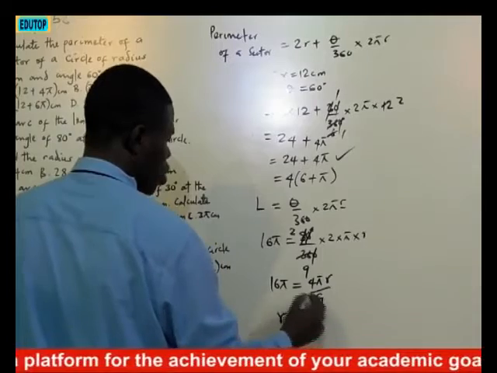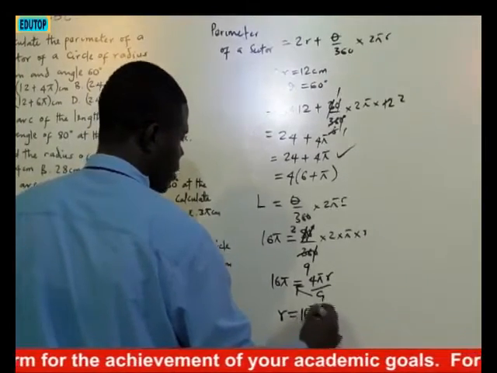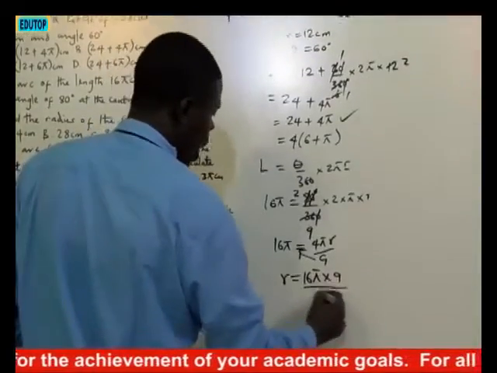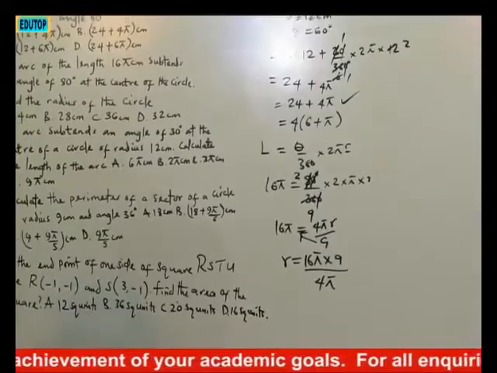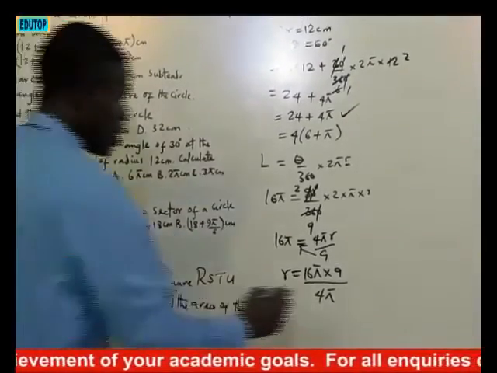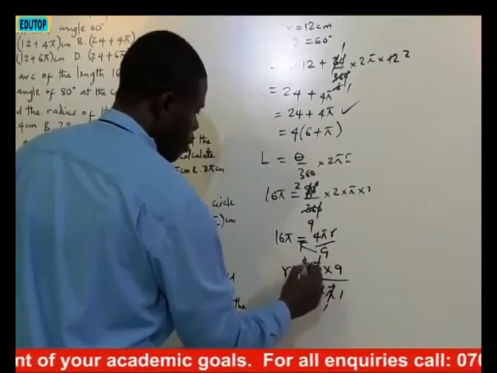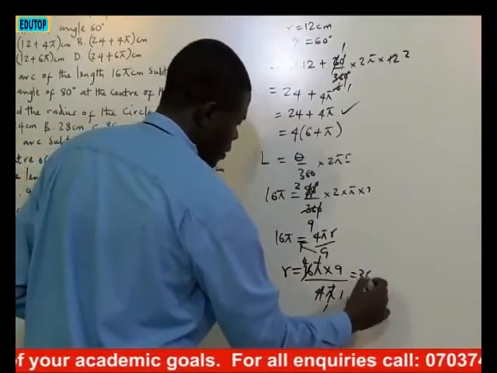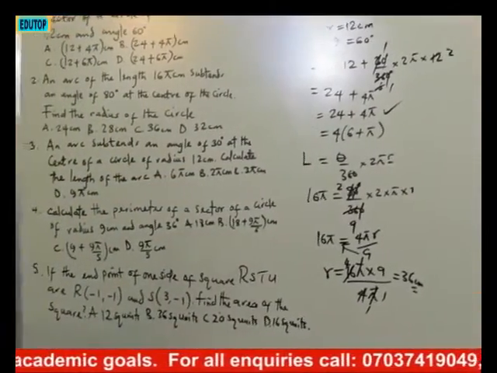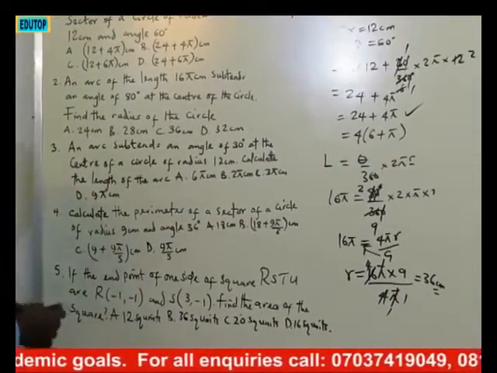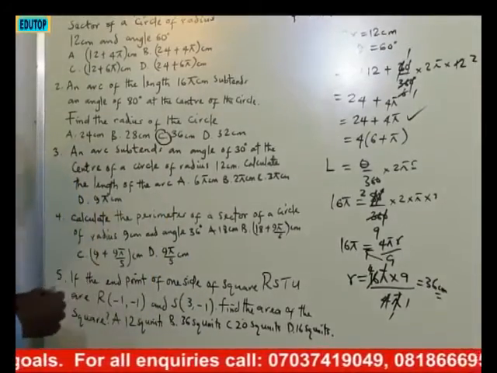So we cross multiply, making r the subject of the formula. r will be 16 pi times 9 over 4 pi. At this point, pi can cancel pi. 4 here 1, 4 here 4. 4 times 9, that is 36 centimeters. So we go to our options and see the one that matches that answer, and that is no other option than option C.